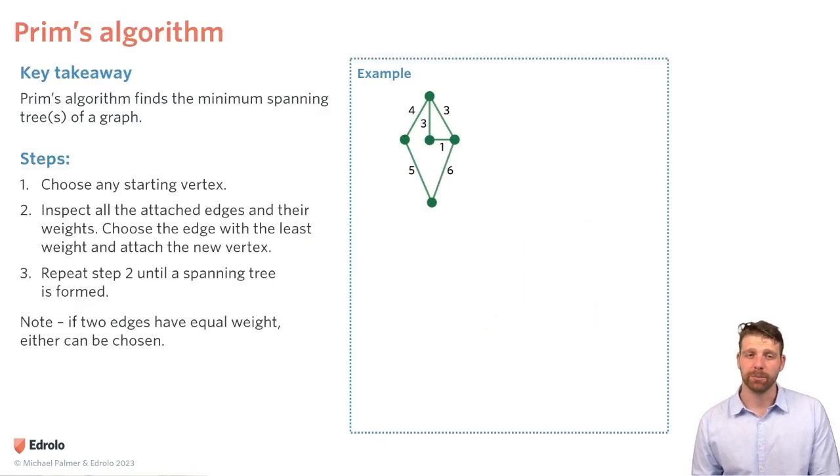A key takeaway here is that Prim's algorithm allows us to find the minimum spanning tree of a graph. So it's a set of steps that will always get us that minimum spanning tree. Our steps I've written down here, sort of simplified. There's probably some in your textbook too.